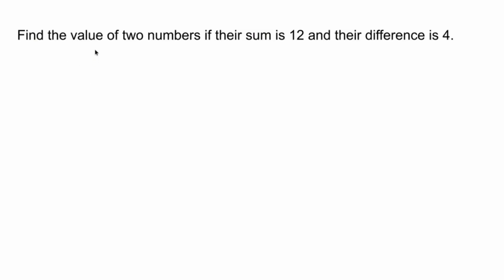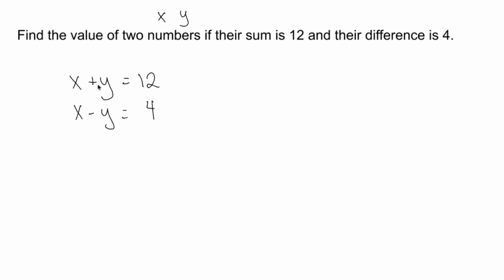Ooh, word problems. Find the value of two numbers if their sum is 12 and their difference is 4. So let's just call the two numbers x and y because I like x and y. X plus y equals 12 gives us the equation their sum is 12, and x minus y equals 4 is going to give us the equation for their difference is 4. Now, it's up to me to choose if I want to do substitution, elimination, or graphing. I'm going to use elimination.